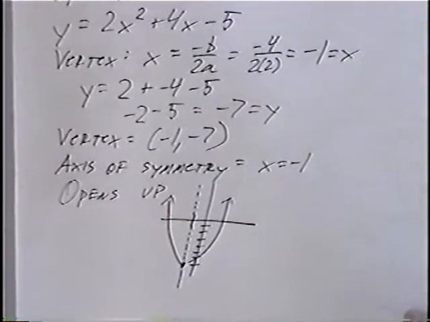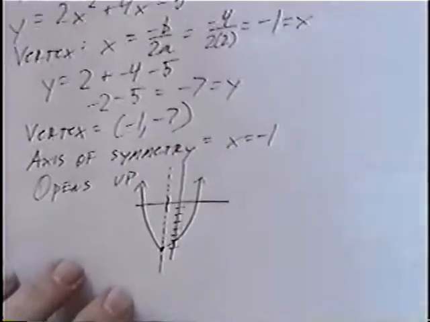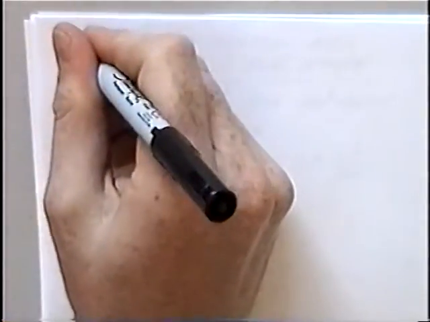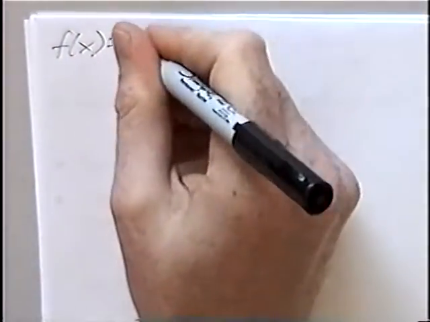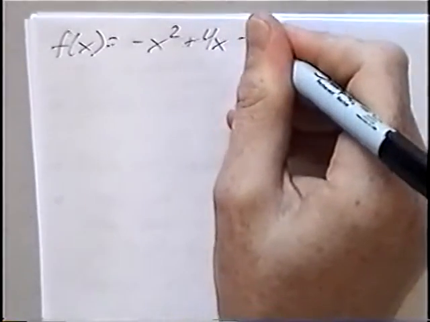Try one more of these. Last question for the section. f of x is negative x squared plus 4x minus 4.